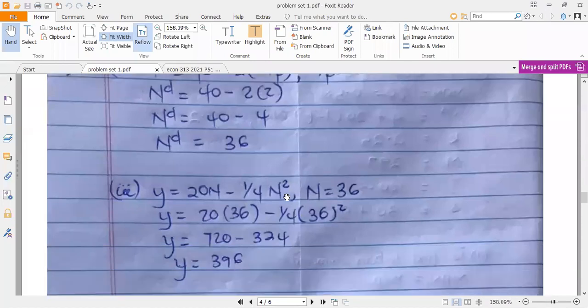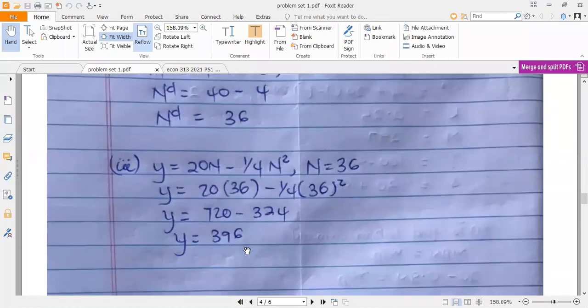Then the third question, we're supposed to find the real output. So just go to the production function, which is a function of N. Now that we have N, we can just substitute the value of N into the Y function. Y was 20N minus 1 over 4 N squared. So wherever you see N, put your 36. So we have 20 by 36 minus 1 over 4 by 36 squared. If this is correct, we are getting Y to be 396. So this is your real output.